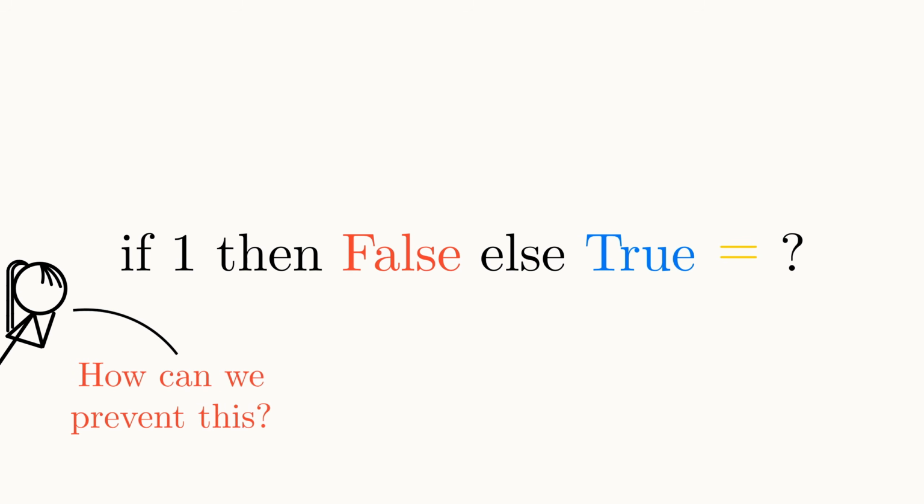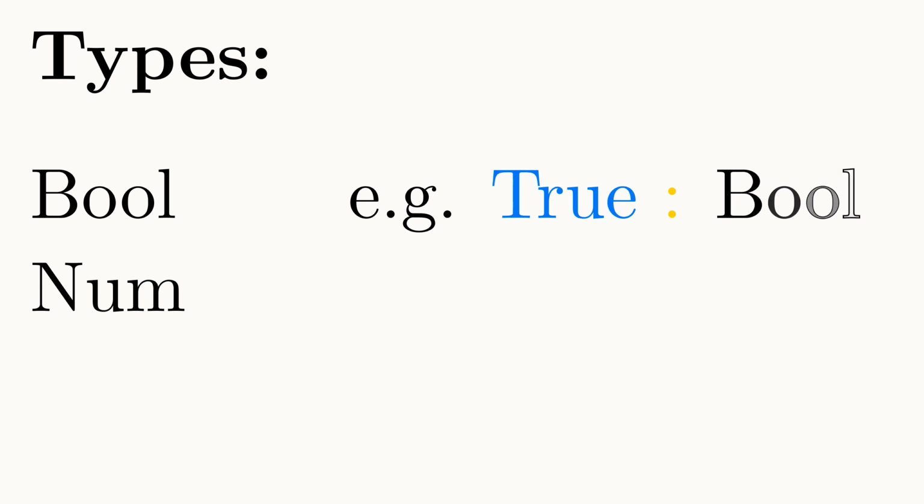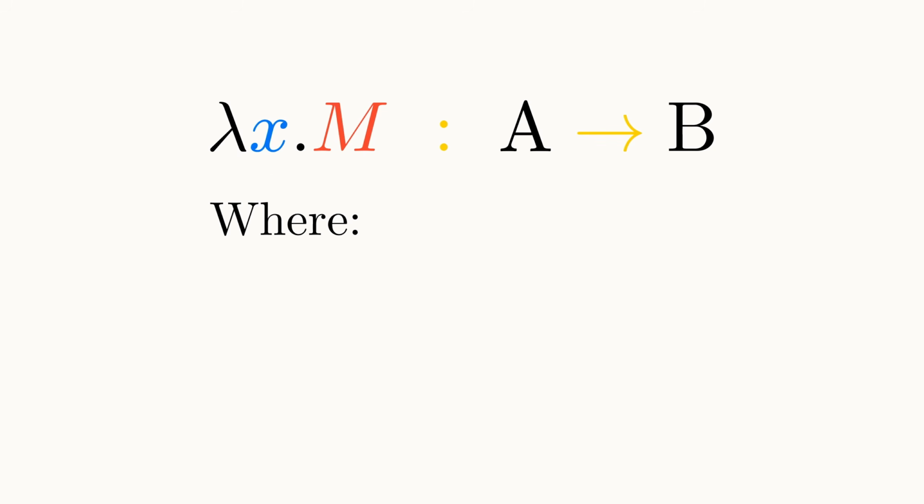To avoid this, we can add some rules to our lambda calculus. We'll assign a label, called a type, to terms in the lambda calculus that make sense, which in our case is going to be built from the types bool for Boolean values and num for numeric values. We'll indicate the type of a term by writing the type after a colon. So we'd write true colon bool to say that true is of type Boolean. Lambda abstractions have the type a arrow b, normally said as type a to b, where a is the type of its input, and b is the type of its output.